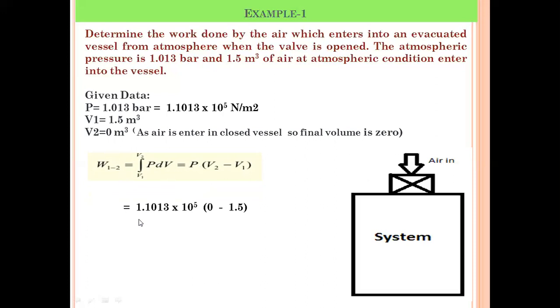So by replacing the value of P, 1.013 bar is nothing but 1.013 into 10 raised to power 5 Newton per meter square, and by putting all these values we can get this answer, and that is equal to minus 151.95 kilojoule. Means in this case, as per the sign convention rule, the work is done on the system, that's why here the sign comes as a negative. So this is how we can find out the thermodynamic work during the thermodynamic process.